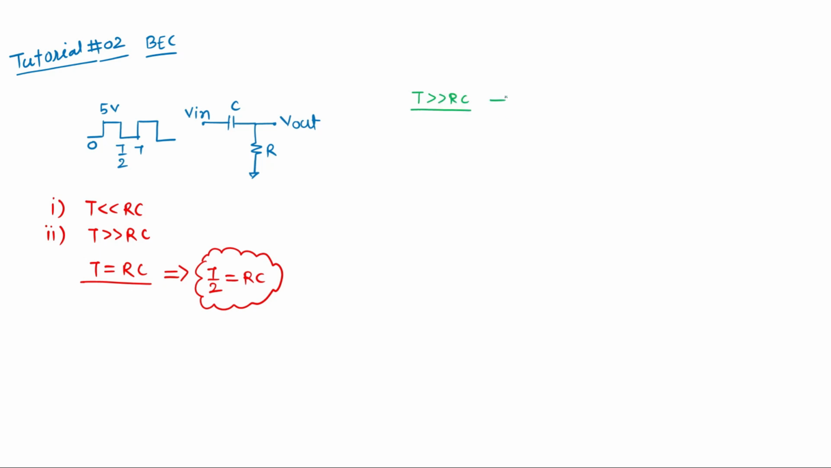In this case we are giving much time for capacitor charging. So T is much greater than RC, and you can consider T by 2 is also much greater than RC. So simply, what is happening?